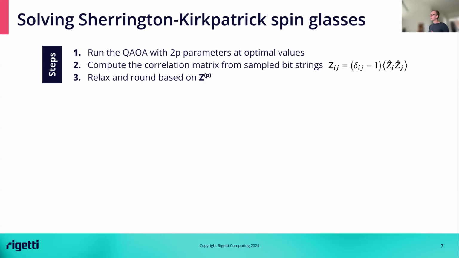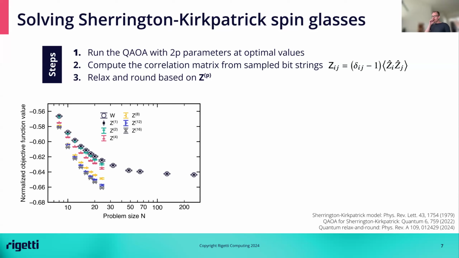First, we're going to focus on those Sherrington-Kirkpatrick spin glasses, and we will do that with the QAOA to generate the correlation matrix. So we have three steps: run QAOA with 2p parameters at optimal values, compute the correlation matrix from sampled bit strings, and then do a relax and round on this correlation matrix. So here is a plot of the normalized objective function value as a function of the number of variables n. And each data point is averaged over thousands of randomly generated problem instances.